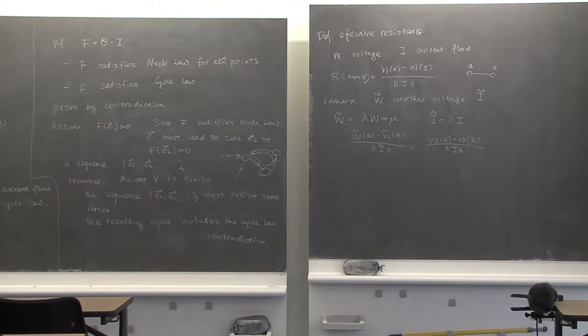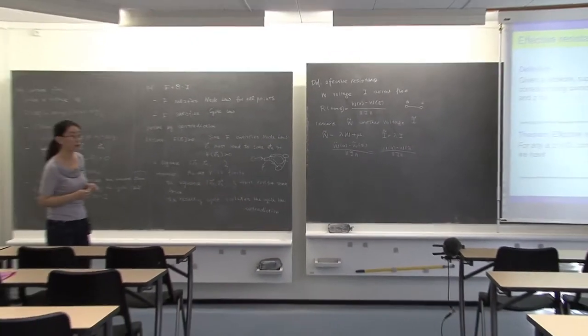Okay, and now we will have a break, and after the break, we will show the relation between effective resistance and the random walk on the network.